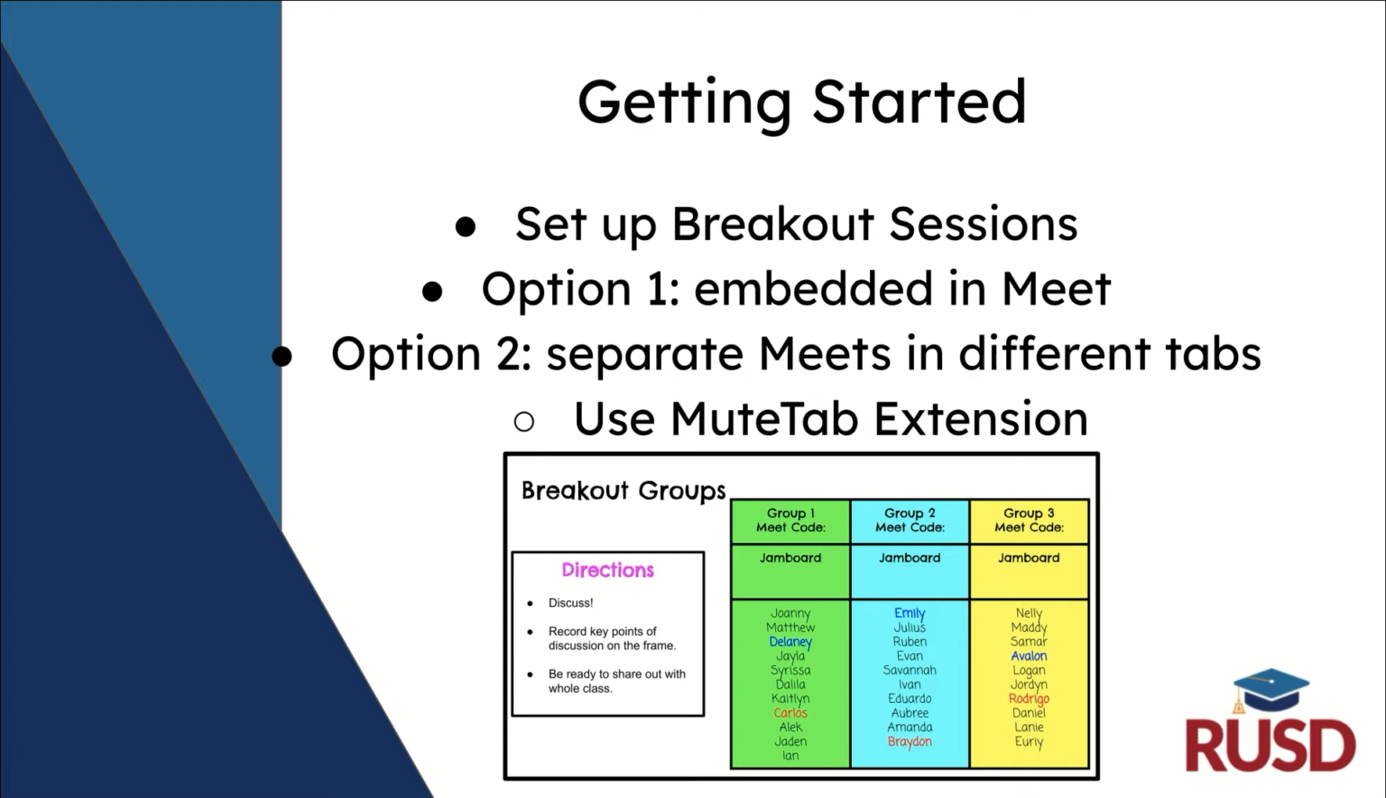The second option involves setting up separate breakout groups in new tabs using Google Meet. This is my preferred method as I have groups prepared ahead of time. Here is an example of how I organize my breakouts. I simply start separate meets in new tabs. Each group gets their join code and the link to the prepared Jamboard that they will be working on.